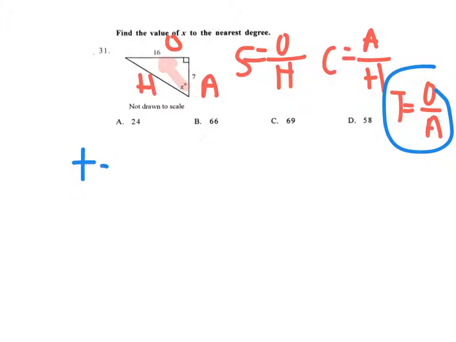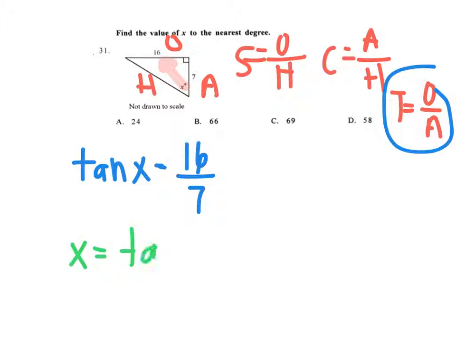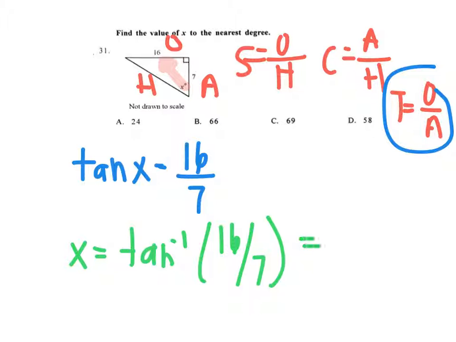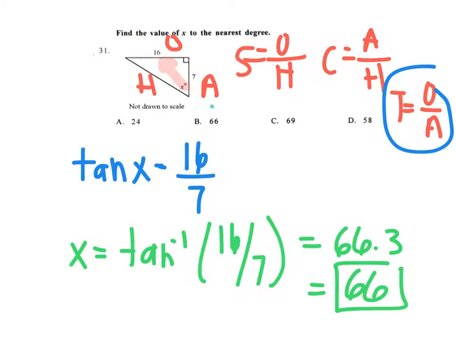So I'm going to do the tangent of my angle, which is x, equals the opposite, 16, over the adjacent, 7. We need to undo our tangent, so we're going to have x equals tan -1 of 16 over 7. We're just going to go ahead and type that into our calculator. And when I do that, I get 66.37, 66.3, which will be the same as 66 when I round. So my answer should be B.